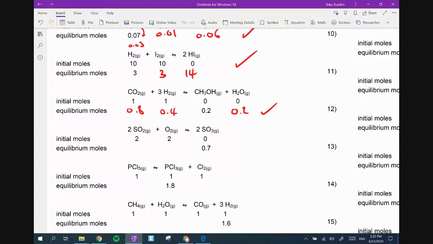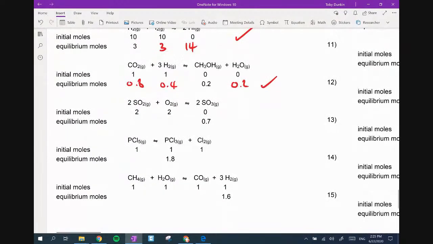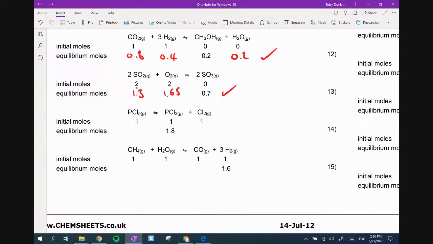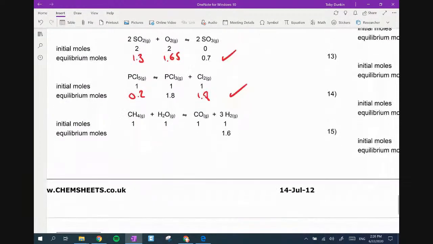Tick it if you've got it, folks. Next, that's 2x. So that's going to drop by the same amount. So that's going to drop to 1.3. And this one's going to drop by half that number. 2 minus 0.35 gives me 1.65. Tick it if you've got it. Next one, initial moles. That's interesting. It's gone up by the same amount, and that's going to decrease by the same amount to 0.2. Tick it if you've got it.